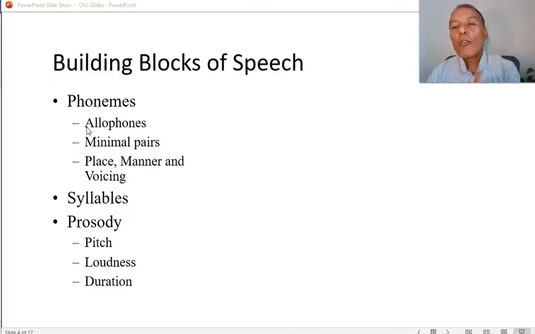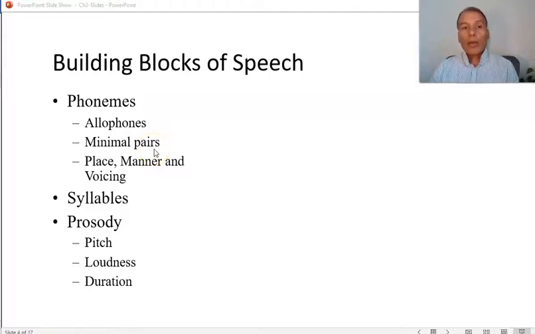And the allophones have no relationship with meaning. They are just simply modifications that we do in anticipation of what sounds are coming after. So allophones are different ways of producing the same phoneme.